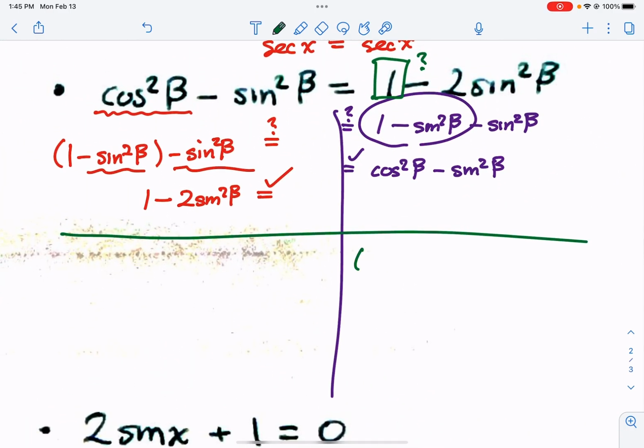Well, if I replace the 1 with cosine squared of, oh, sorry, we're not using x, we're using beta, cosine squared beta plus sine squared beta, and I have this minus 2 sine squared beta. Think of the sine squared beta as like an x. If you have plus 1x, there's a coefficient of 1 there, and then minus 2, that's going to end up turning into minus 1. And so this whole thing turns into cosine squared beta minus sine squared beta. Boom.